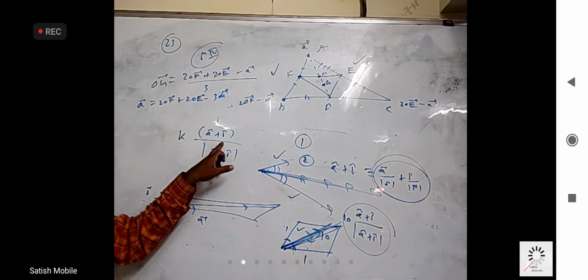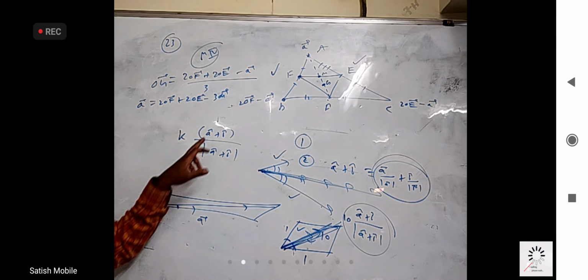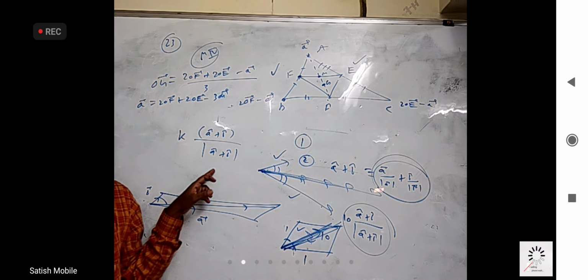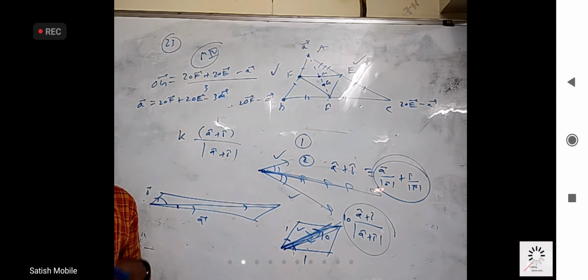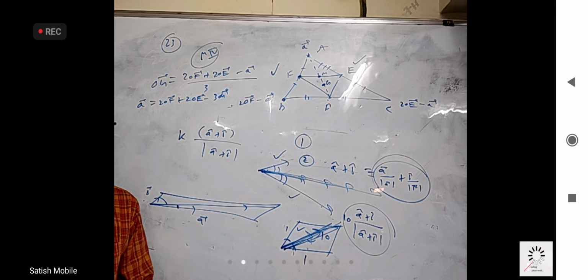Convert the original vectors into unit vectors and add them, and you will get some vector along the angular bisector. Divide by its own magnitude, and you will get a unit vector along the angular bisector. Then multiply with k, and you will get a vector of magnitude k units, along the angular bisector of the two given vectors.